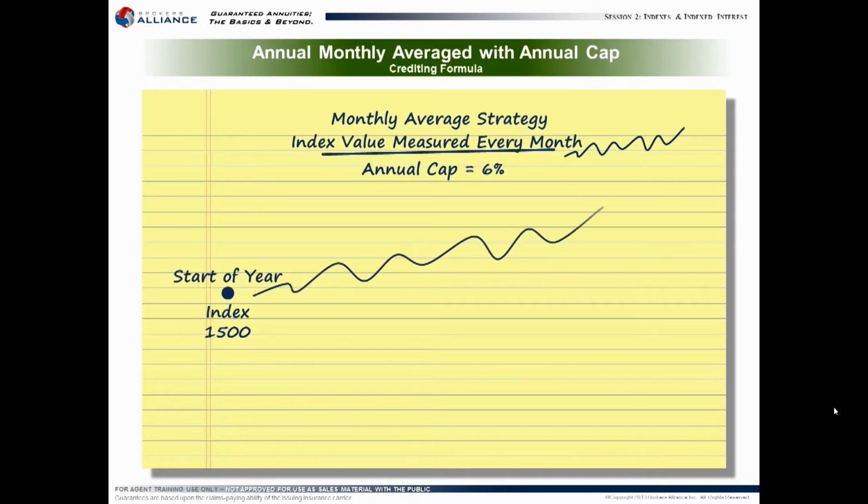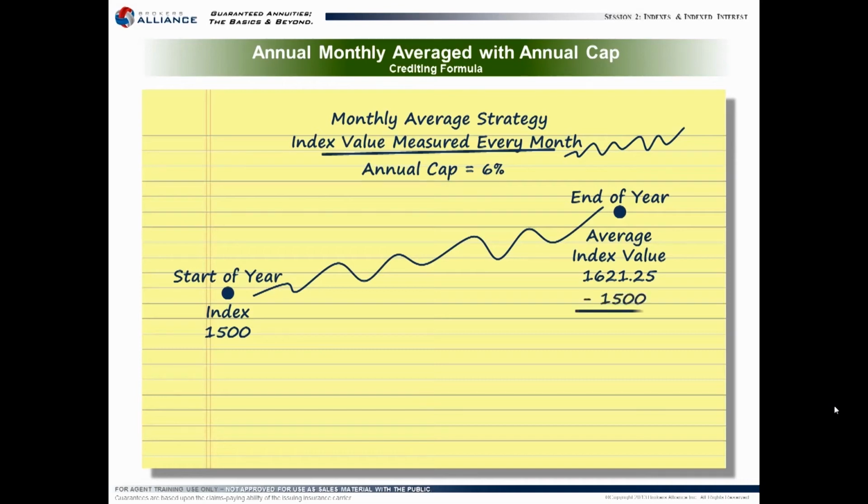Now, as the index goes up, down, sideways, whatever it's going to do over the course of each year, when we get to the end of that year, we're now going to take a look at what happened. And what we're going to do is see what the average index value was over the course of this previous year. To make this simple, we're going to assume it's 16,125. Basically, we're going to look at the index value every single month, divide it by 12 and average it. So to make this simple, let's say that's 1621.25 at the end of the year.